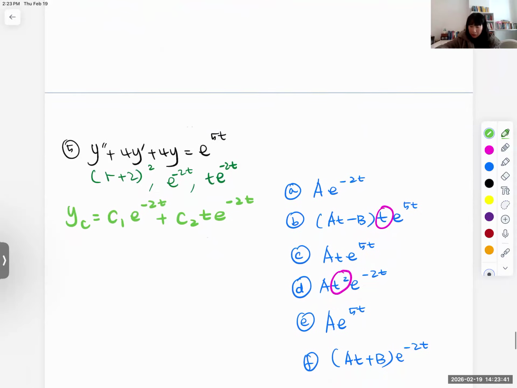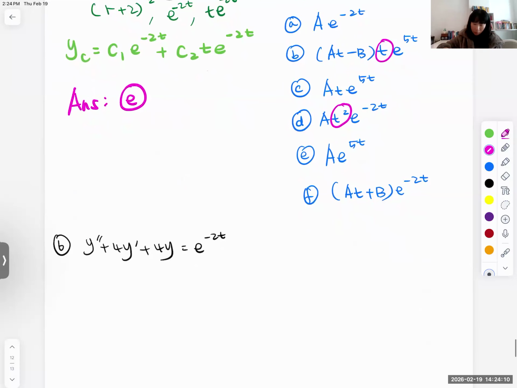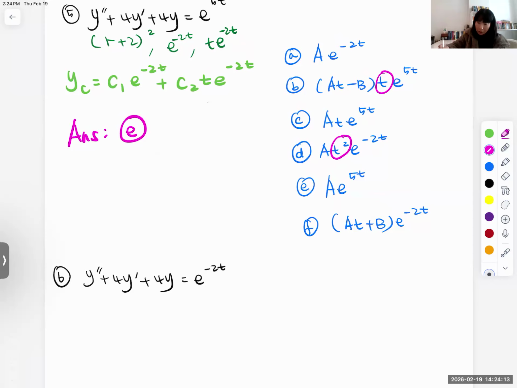Okay, now which one is it? Yeah, we can just use simply a e to the 5t because none of them duplicate as a solution. So we are using e. So e is the solution, right? Okay, the last one. In that case, let's take a look. Same thing, we have same repeated solution and same complementary solution there, right?